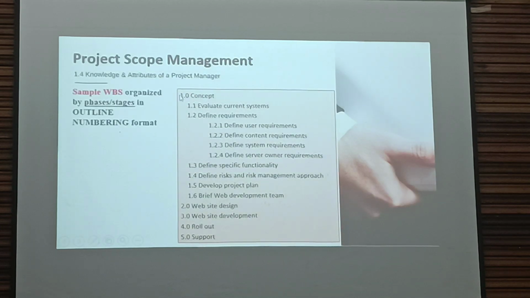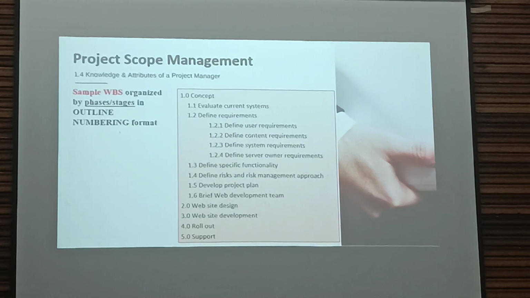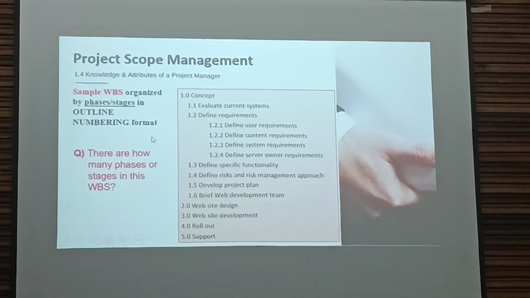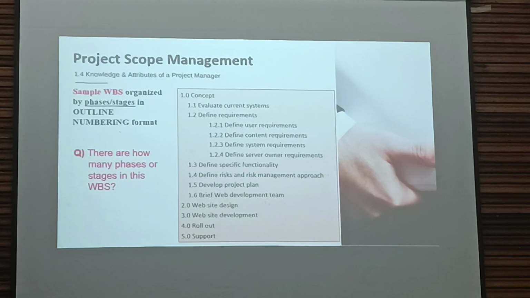So, work breakdown structure. This is a sample work breakdown structure. Organize it by phases or stages in outline numbering format. Identify the tasks, group them appropriately, and put them in logical sequence. So how many phases or stages are there in this work breakdown structure?